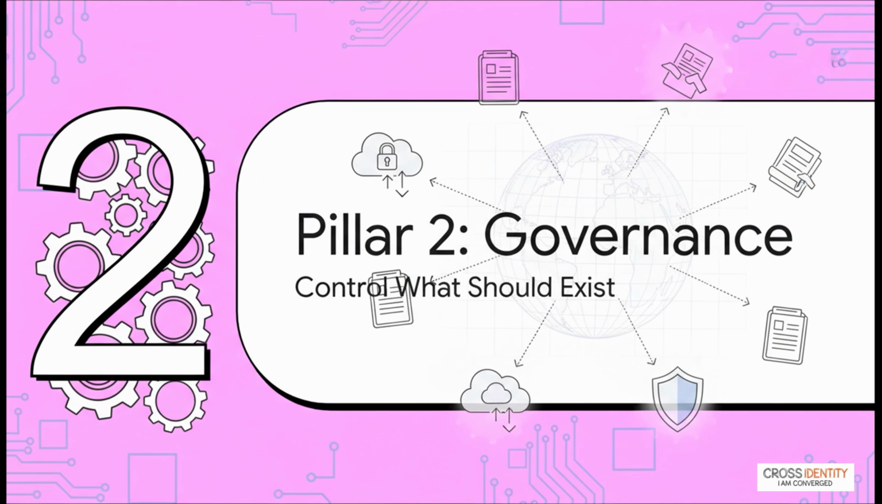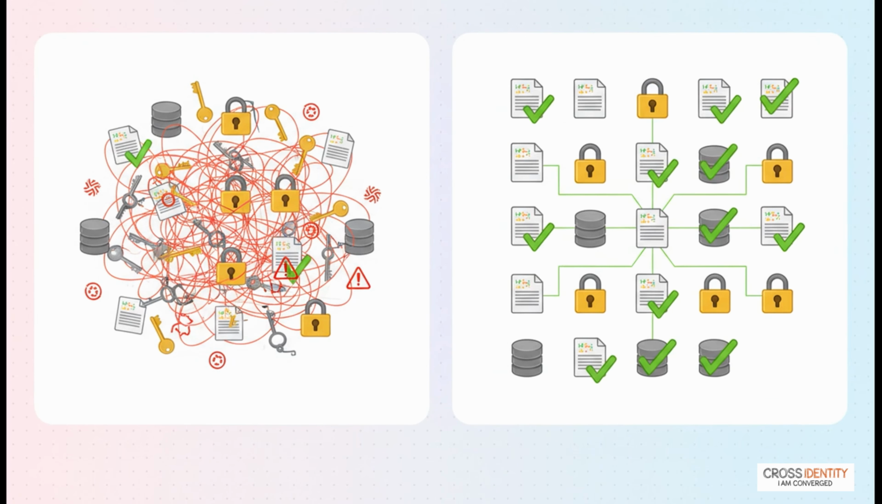Once you have that solid foundation of visibility, you can finally move from just observing what's there to actually defining and controlling what should be there. I love this slide because it shows the transformation so perfectly. On the left, you've got what I call accidental permissions. This is the default in so many companies, right? Access just piles up with no rhyme or reason.